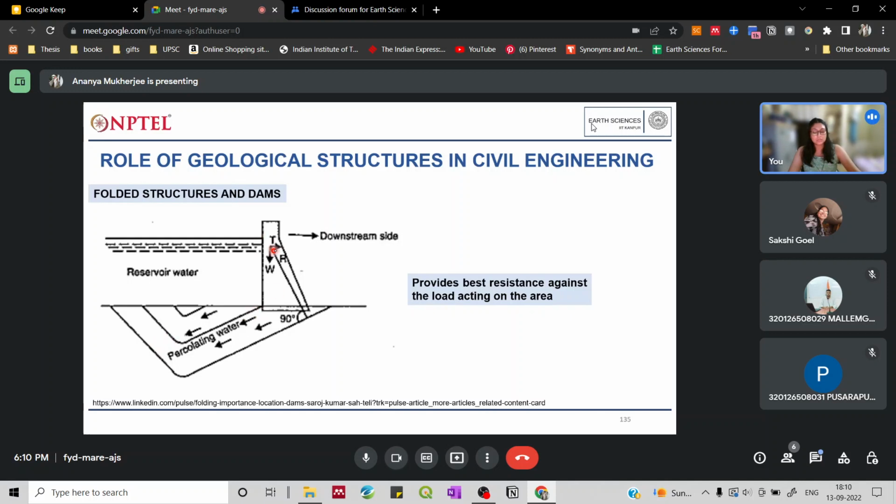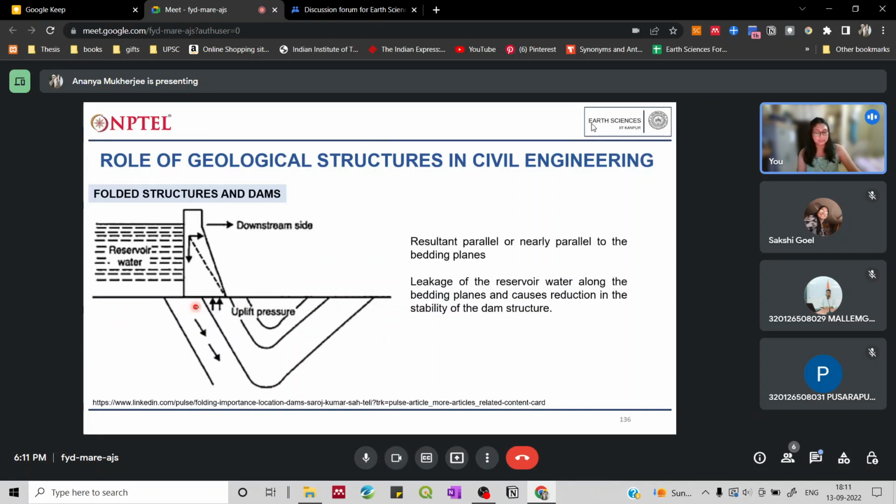And also if you see the resultant force, the resultant load that is being exerted by the dam structure over here, that is perpendicular to these bedding planes, and that is why this kind of a geological setting will provide the best resistance against the load acting on the geological structure that is present here. So now we go to the next case.